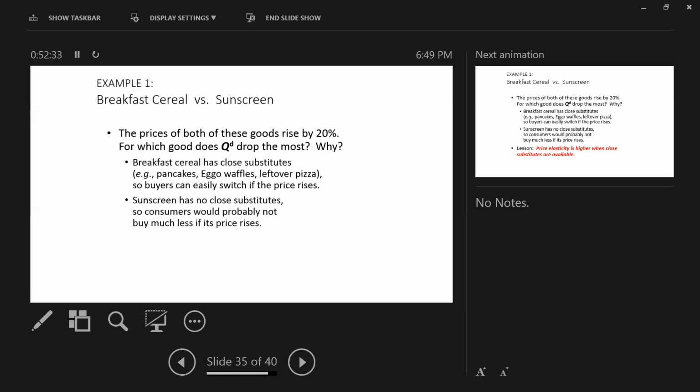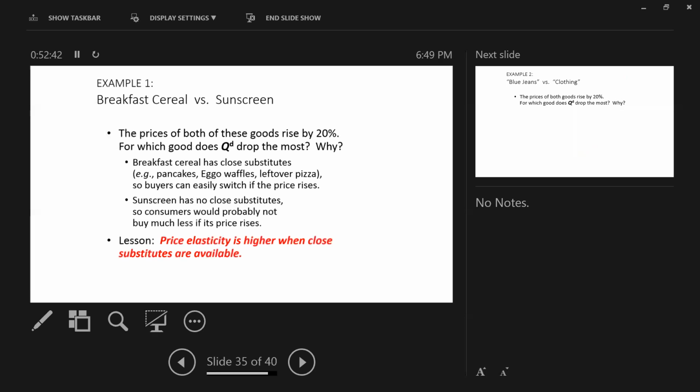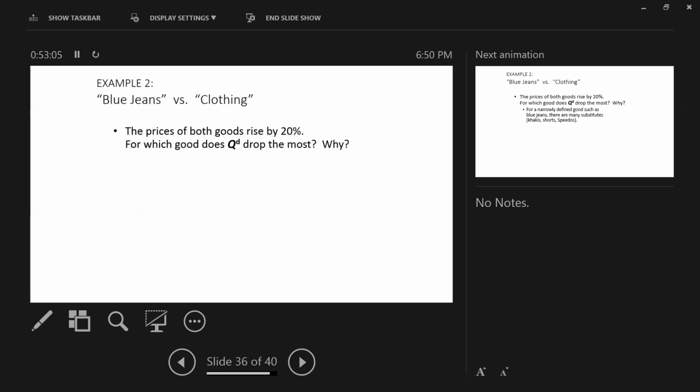So the lesson from example 1, I'm going to suggest, is the general lesson that I want you to accept here. And think about this as we go through examples 2, 3, and 4. But the price elasticity is relatively higher when there are more close substitutes available. Conversely, price elasticity is going to be lower when there are fewer close substitutes available. Now, the next example we're going to go through is absolutely relevant to the availability of close substitutes, but we're going to frame it in a slightly different way.